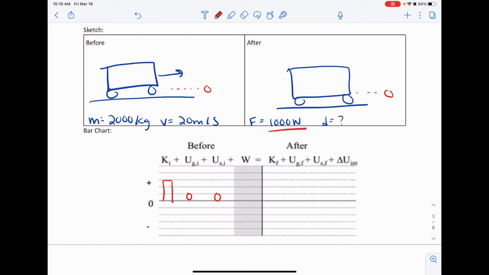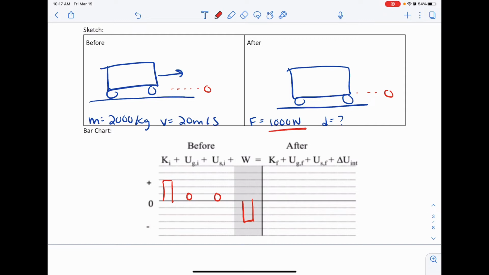Now, we need to decide, is our work going to be positive or negative? Well, we know it's slowing down our car. So if it's slowing down our car, the car is moving in, let's say, the positive direction, and that force is going to be in the negative direction. So we're going to have negative work. Okay, we know this because it is slowing down the car, it's decreasing the car's energy, and it's in the opposite direction. The force is in the opposite direction as the motion of the car. So let's make that work negative.